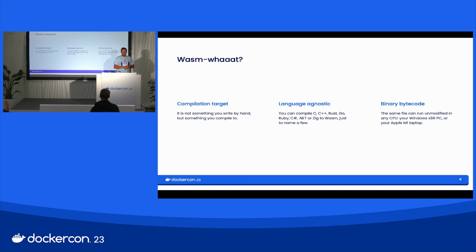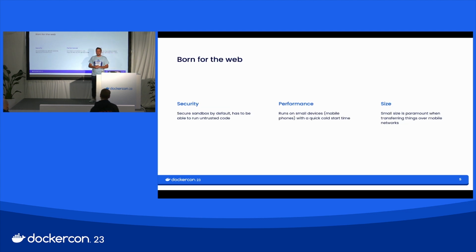WebAssembly actually started as an experiment to compile C code to JavaScript so that you can run your C code inside the browser. So that kind of explains the web part of the name. And then later, as time went on, it evolved to be a binary bytecode that's language agnostic. So today you have a lot of languages that can compile to WebAssembly. So yeah, WebAssembly is not a language. It's not designed to be written or read by humans, but by compilers. So that's kind of why we have the assembly name in WebAssembly. Born for the web.